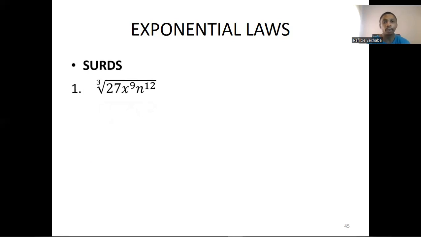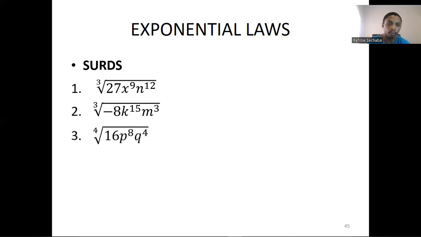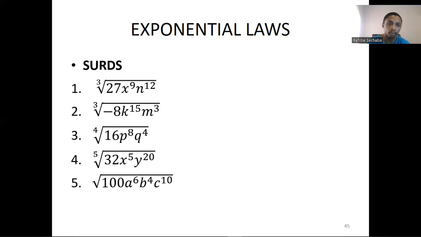How do we simplify this? We need to simplify this surd here. Question is, how do we simplify that? Think about it. We will simply distribute the cube root to each of the factors. So you'll find the cube root of 27, find the cube root of x to the exponent of 9, and then find the cube root of n to the exponent of 12. We'll do that shortly. We will be going through all of that.